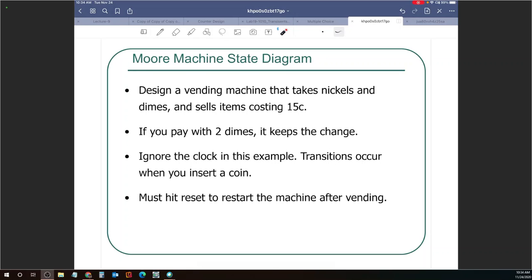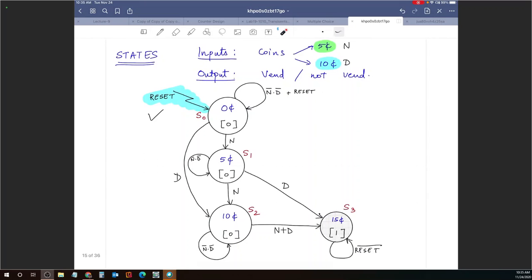We were ignoring the clock for this example, and we were transitioning between the states when a user inserts a coin. Can be two types of coins here. And another assumption that we made was, if you want to start the machine again from wherever you are, from whichever state you are, if you want to restart the vending process, then you would need to hit the reset button. So those are the assumptions that we made.